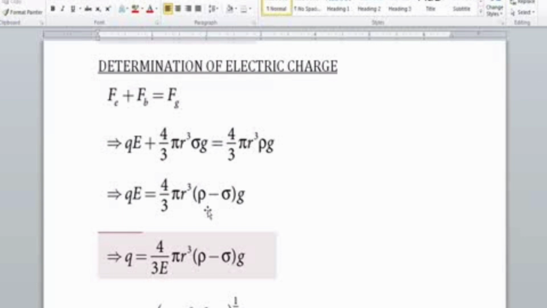So for a charged oil drop, you know that 3 forces are acting. One is the gravitational force, and the other 2 forces are the buoyant force and the force due to the electric field. So writing that equation, you know the value of Fe. Fe means when a charge is placed in an electric field, F equal to Q into E, that is the force experienced by the charged particle. We have already seen this; the same thing applies here. So we wrote Fe equal to Q into E.